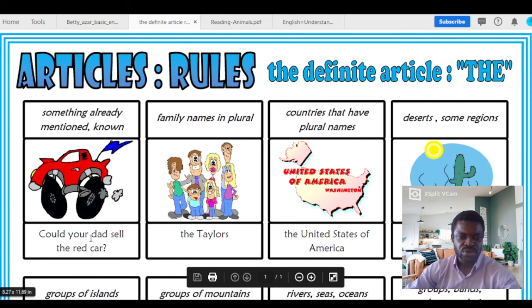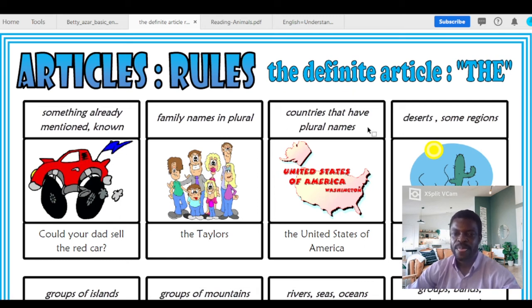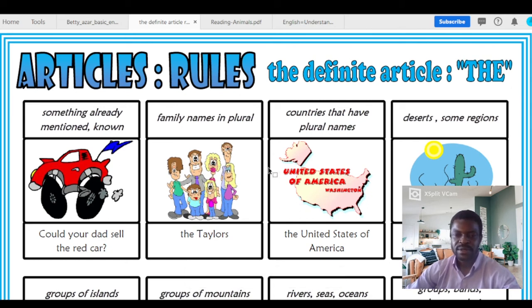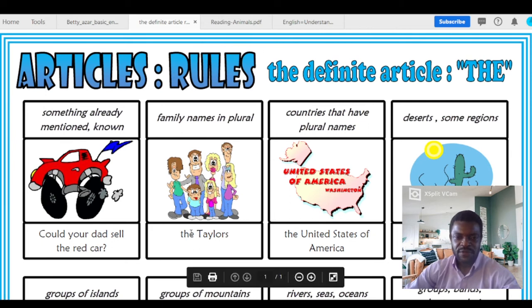Could your dad sell the red car? Because you already knew about the red car. So we're talking about something that is already known to you. We also use "the" when we talk about family names in plural. Say the Taylors, the Georges, the Johns, the Joneses, the Clintons. We're talking about the former president of the United States of America. So we use the definite article when we talk about families in plural.